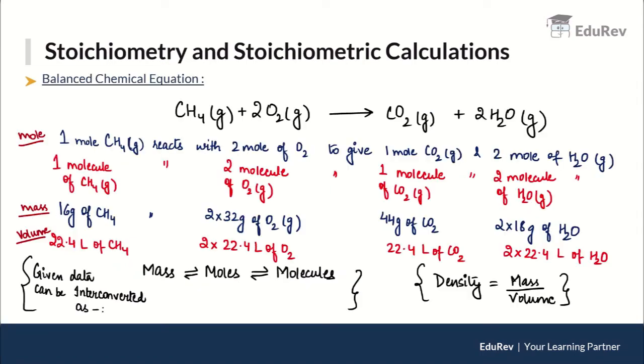So in order to understand more, let us see how we will interpret this equation. We will say that 1 mole of methane reacts with 2 moles of oxygen to give 1 mole of carbon dioxide and 2 moles of water, as you can see from the equation, right? Similarly, we can say 1 molecule of methane reacted with 2 molecules of oxygen to give 1 molecule of carbon dioxide and 2 molecules of water.